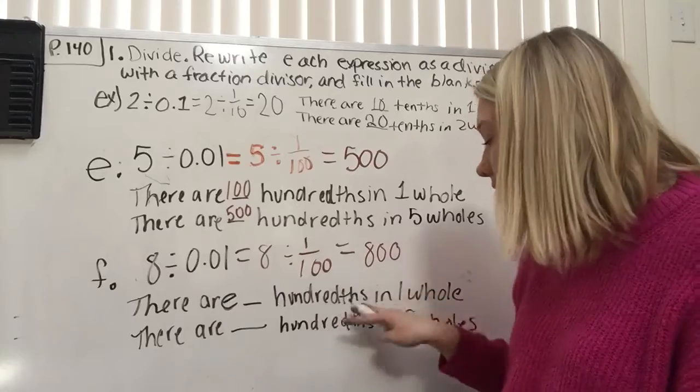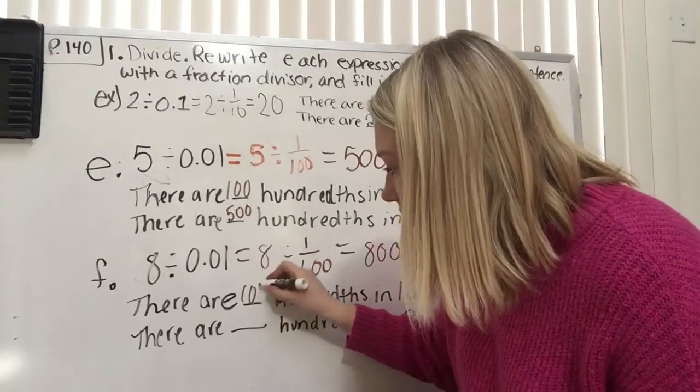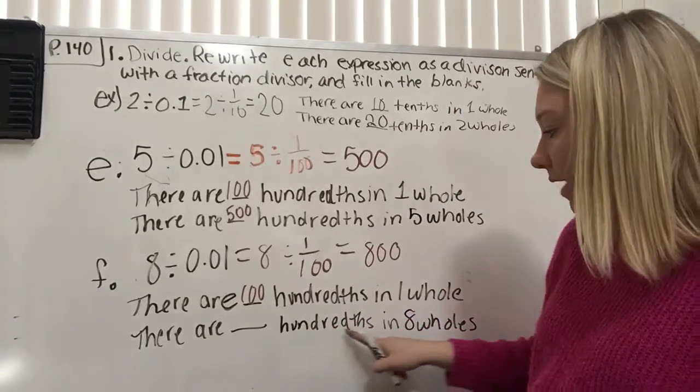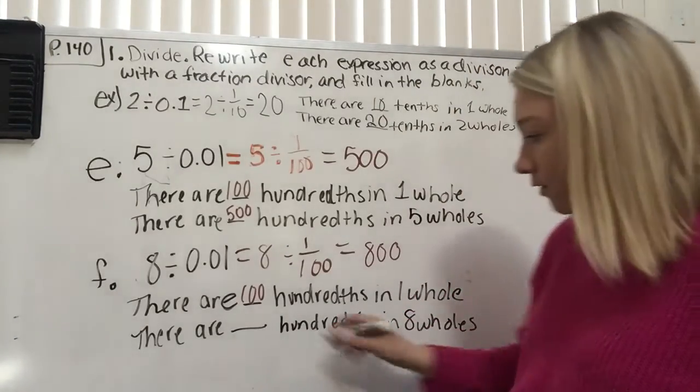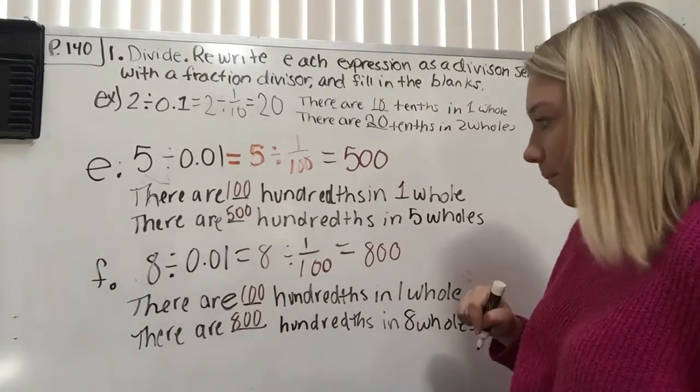There are blank hundredths in one whole. Well, we just answered that. There are 100 hundredths in one whole, which means there are blank hundredths in 8 wholes. There are 800 hundredths in 8 of them.